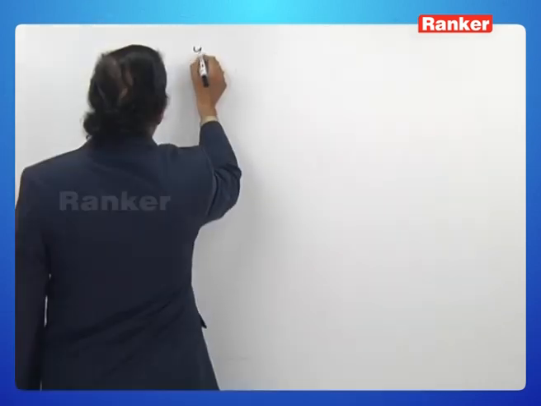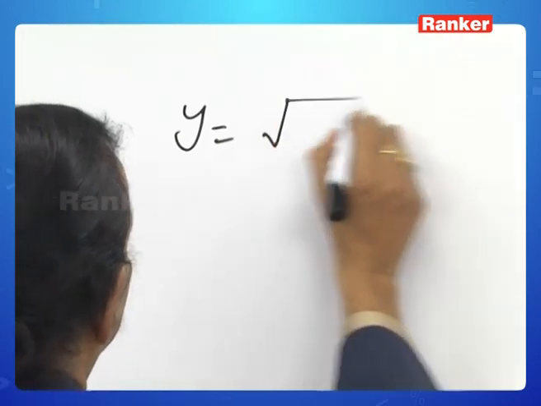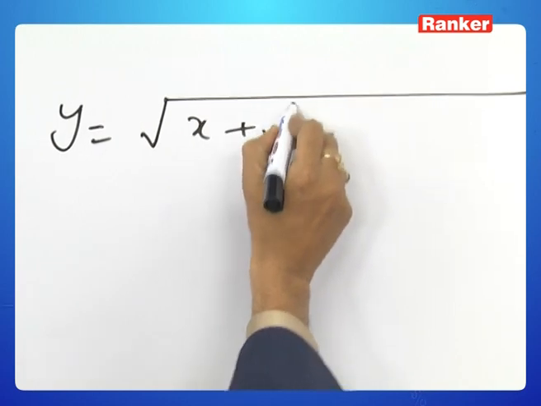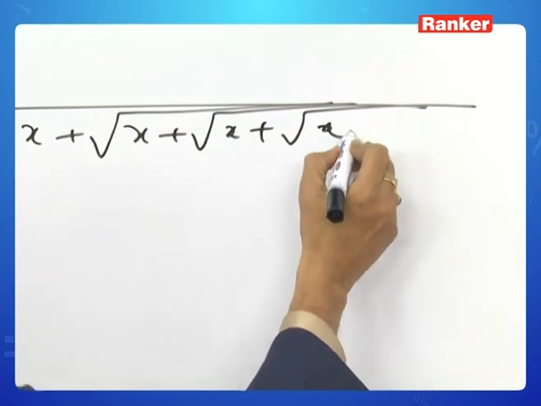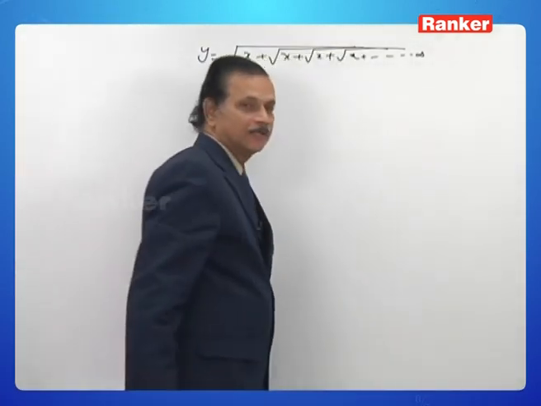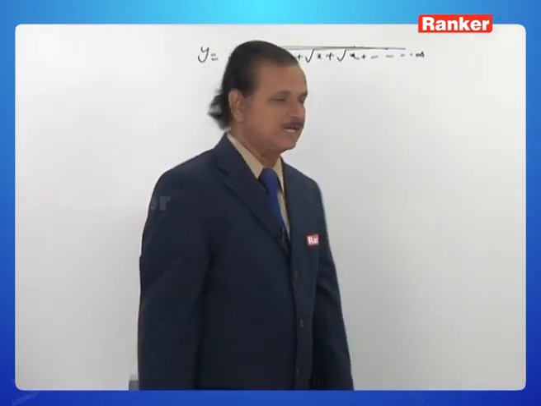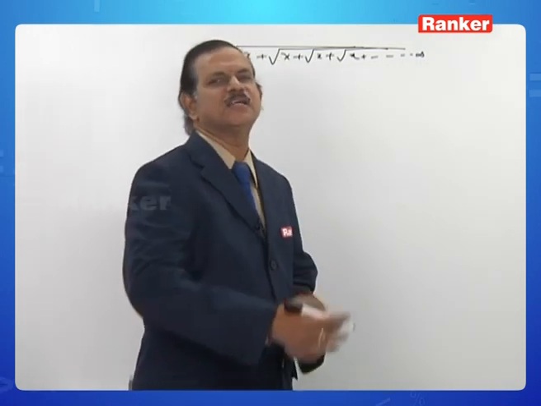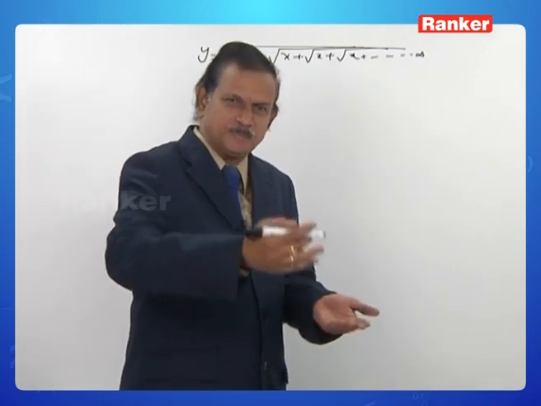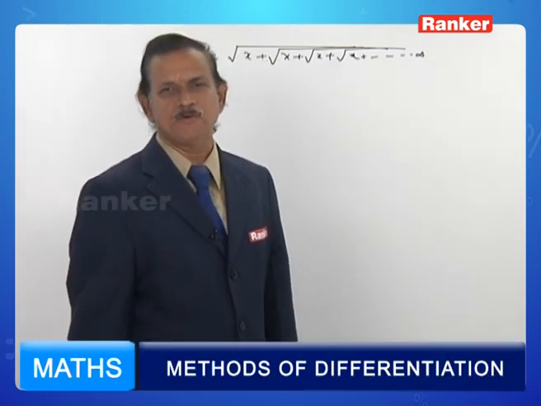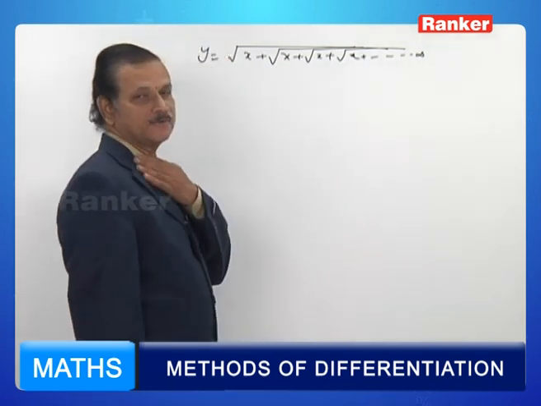Well, y is equal to root of x plus root of x plus root of x plus root of x plus, and so on. Now we are switching over to the next model, that is, whenever a function has been repeated infinitely many number of times. You observe this function, root of x plus root of x plus root of x plus, and so on.